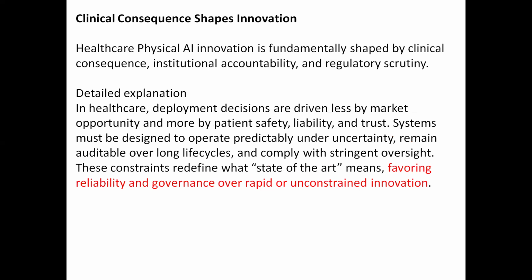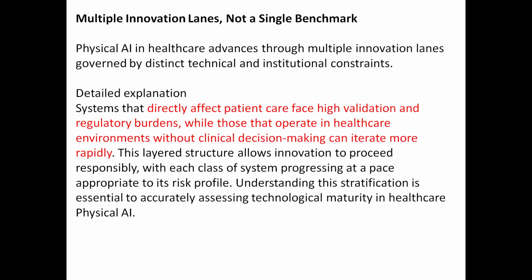So healthcare physical AI innovation is fundamentally shaped by clinical consequence, institutional capability, and regulatory scrutiny, favoring reliability and governance over rapid or unconstrained innovation. And then it requires multiple innovation lanes. For example, healthcare advances through multiple innovation lanes governed by distinct technical and institutional constraints. Because they directly affect patient care, high validation and regulatory burdens are required. But those operating in healthcare environments without clinical decision making can iterate more rapidly.